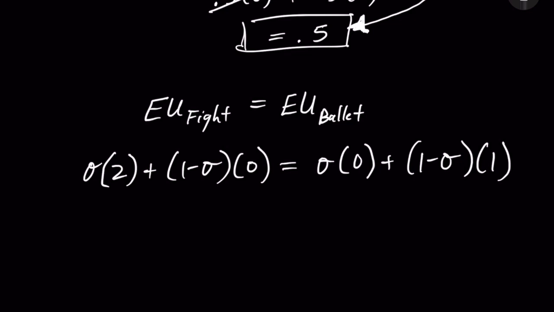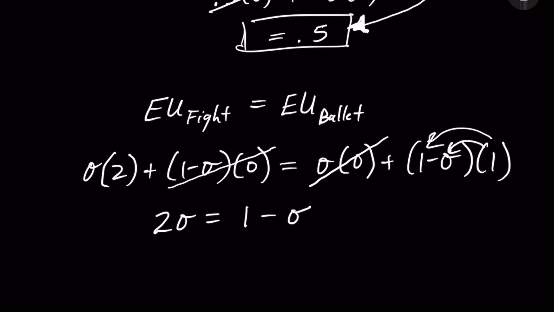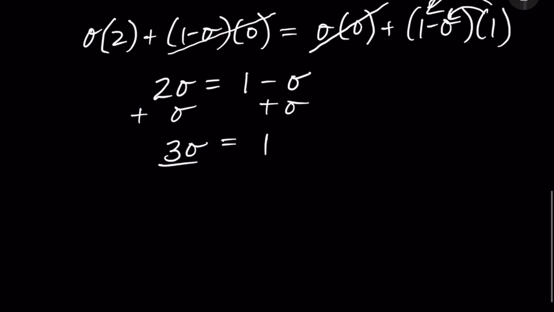Okay, so let's start combining terms here. So we know that this is all going to cancel out because it's times 0. This is all going to cancel out because it's times 0. Okay, so we're left with 2 sigma is equal to, and then we can distribute this, 1 minus sigma. Okay, so we'll add sigma to this side and to this side. So we have 3 sigma equals 1, and then we'll divide both sides by 3, and so sigma equals 1/3.